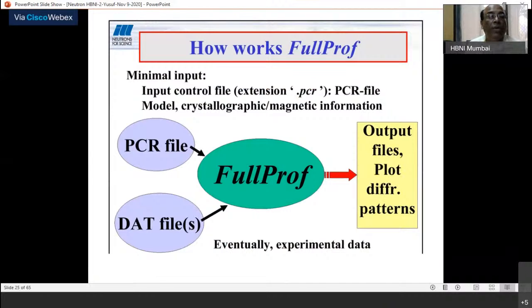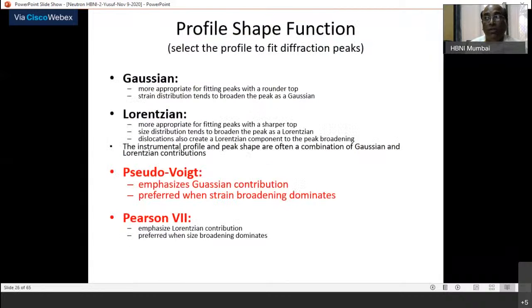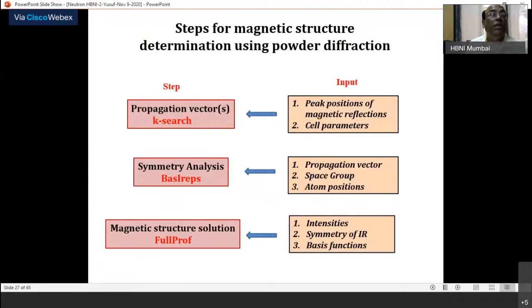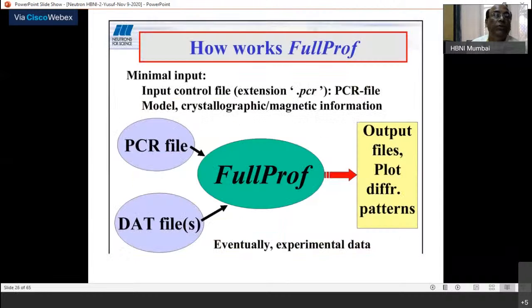Some of you are familiar, that's why I'm showing you all this stuff. How to get the magnetic moment orientation vector, what is called the propagation vector, symmetry analysis, magnetic structure, and so on. Slowly you will learn. So I'll stop with this.